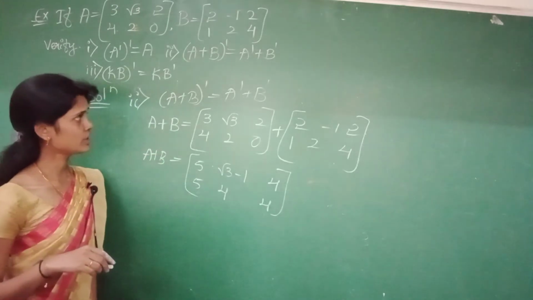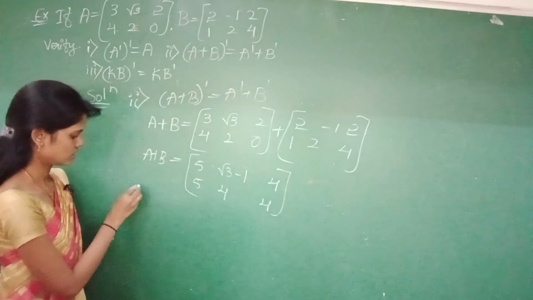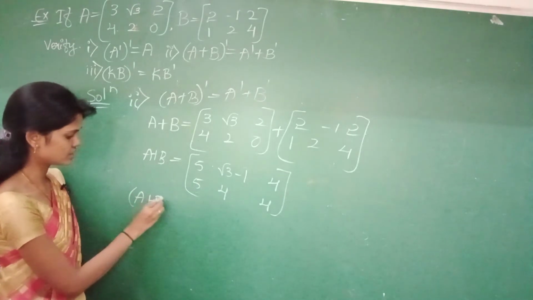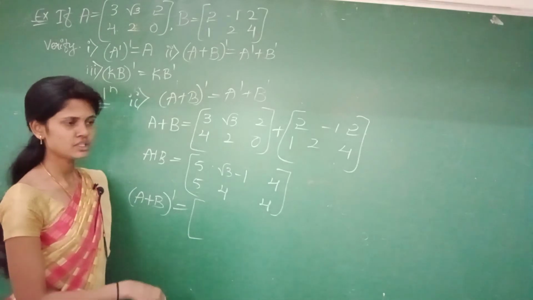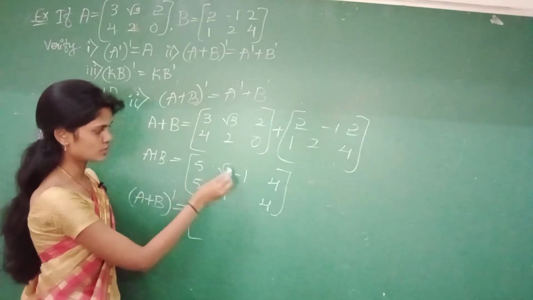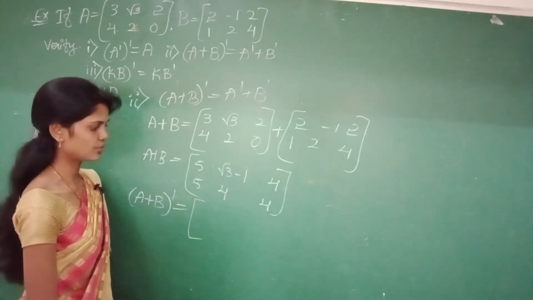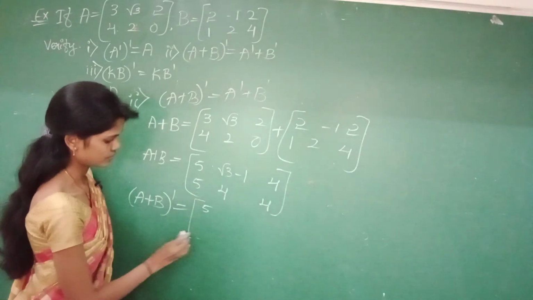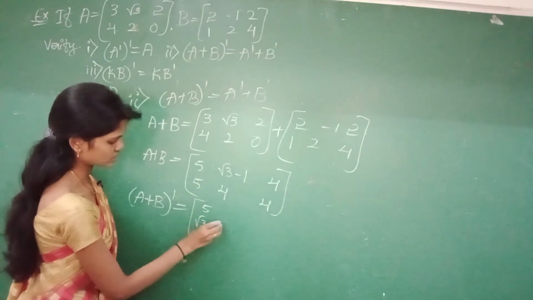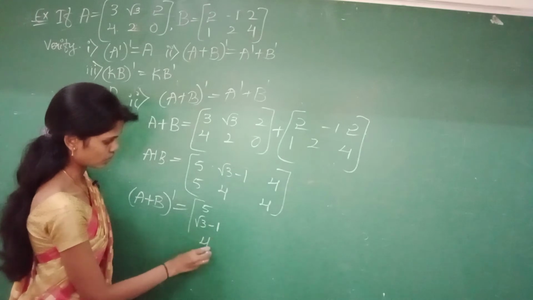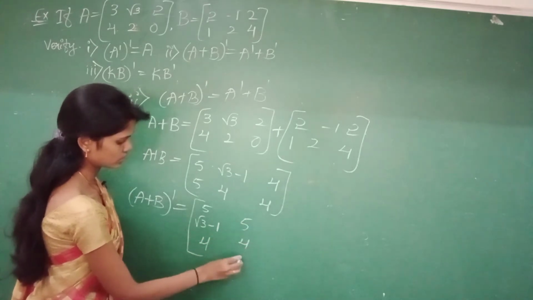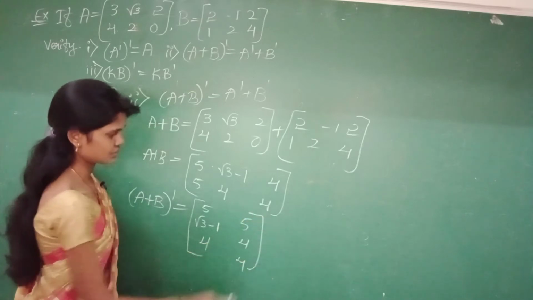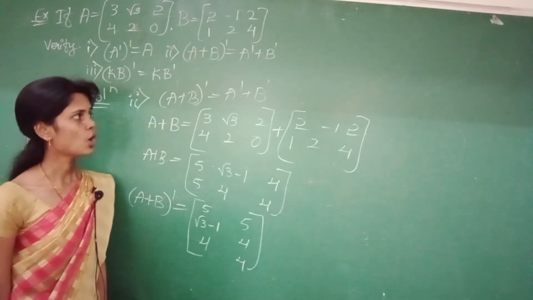What we actually want is (A + B)'. So the transpose of A + B is, interchange the rows and columns here. So 5, root 3 minus 1, 4 is there. 5, root 3 minus 1, 4, 5, 4, 4. This is (A + B)'.